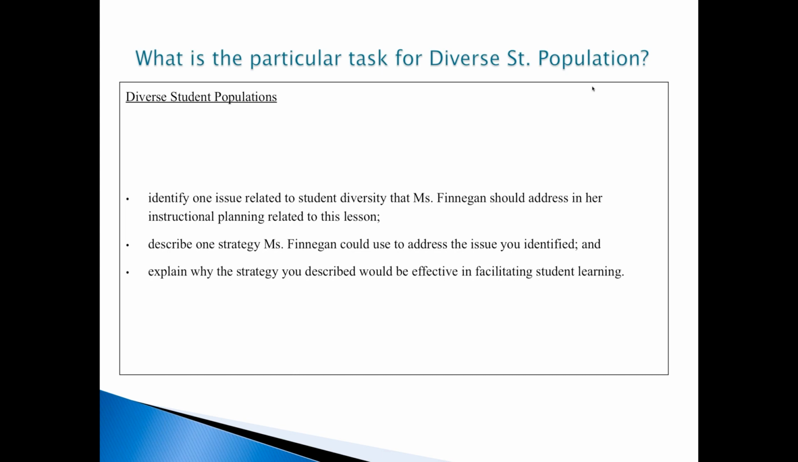You'll have to describe one strategy Ms. Finnegan could use to address the issue you identified, and explain why the strategy you described would be effective in facilitating student learning. So you're going to have to apply what you know about student diversity and instructional planning, decide on a strategy this person should use, and explain why the strategy would be effective in facilitating student learning.